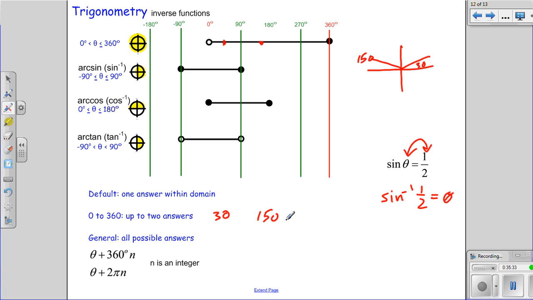Okay. Now, which one's the default answer? Well, this one is the only one that's in the correct range or the correct domain. So 30 is your single default answer.